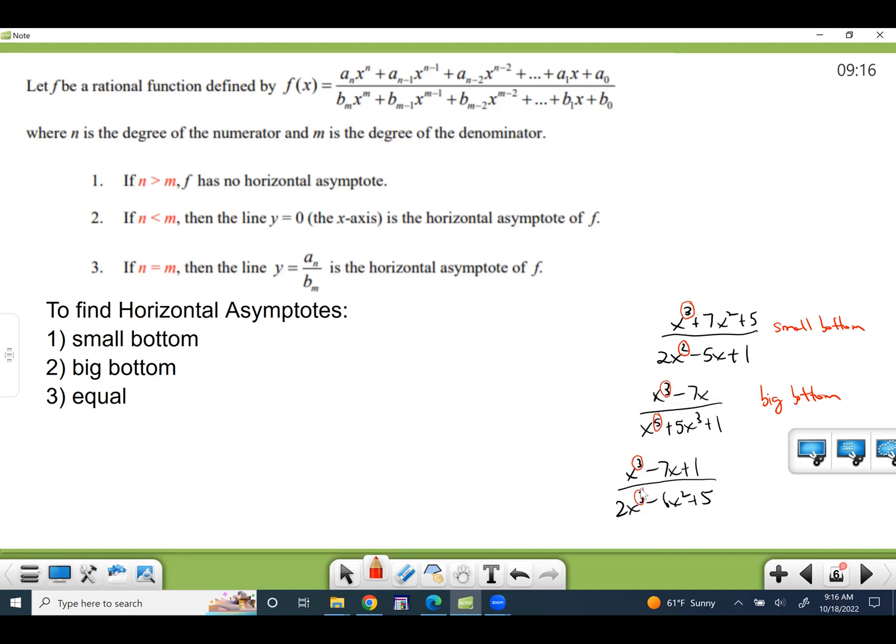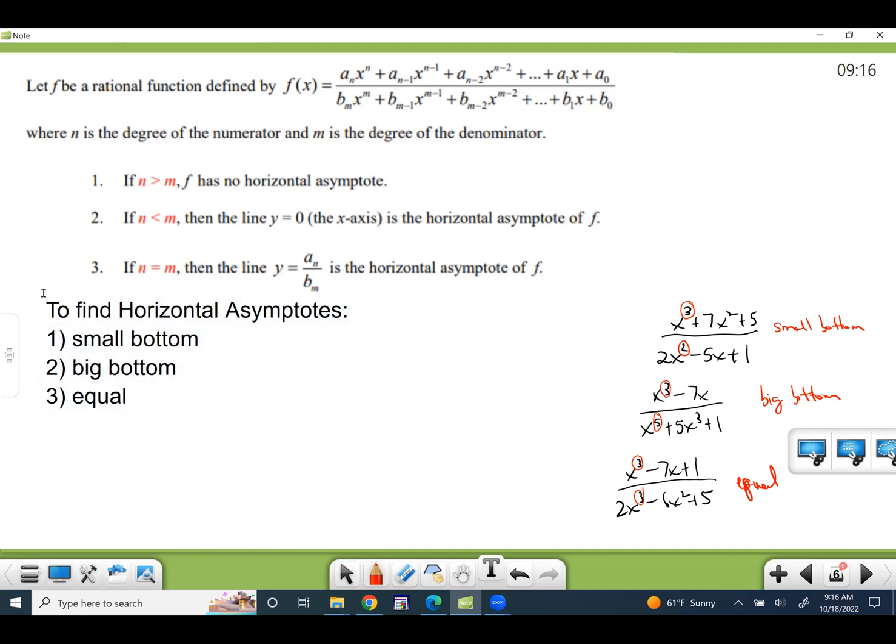Now, sometimes they like to mess with you and write your polynomials out of order. So it's not necessarily the first term. It has to be the highest exponent of both the top and the bottom. Maybe they wrote the highest exponent over here in the middle because they wrote it out of order. You just got to be ready for that kind of thing. Equal. All right.